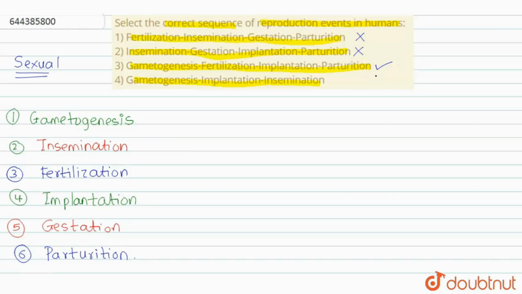Let's look at option 4 also. First gametogenesis occurs? Yes. Then implantation occurs? No. First insemination occurs, then implantation occurs. So this also is the wrong option. After looking at all the options, I can say that option 3 is the correct sequence of reproductive events in humans. So I hope I have answered your doubt.